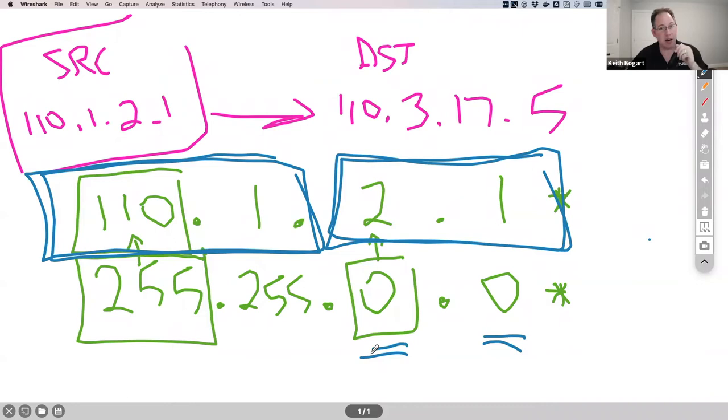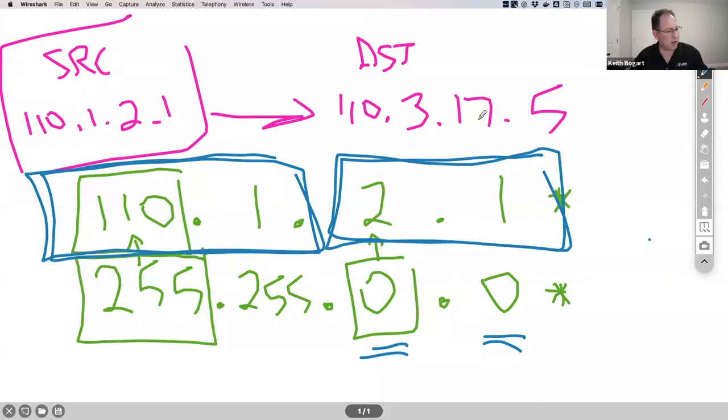Okay, so let's go back to my original example where this is my source, 110.1.2.1, and I need to send a packet. I need to send some data to 110.3.17.5. Now remember, I said every packet that's created, the laptop or PC or smartphone says, okay, is this destination I'm trying to get to on the same network as me? Or is it not on the same network as me? Do I need to send this to my router to get it on its way?